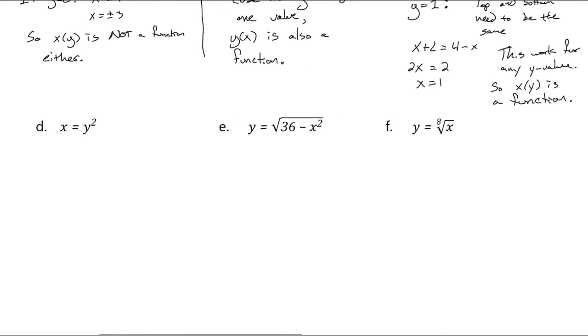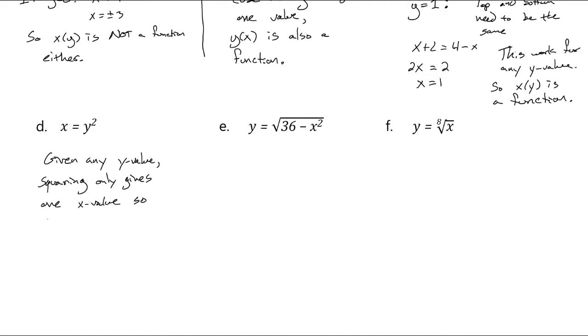X equals y squared. Given any y value, we're doing this one first just because I have y squared. Squaring, or y squared equals x, squaring only gives one x value. So x of y is a function.